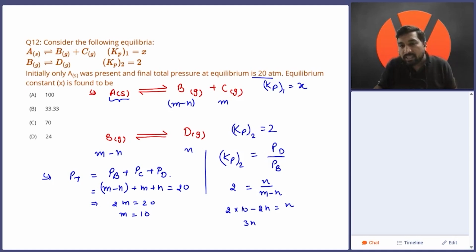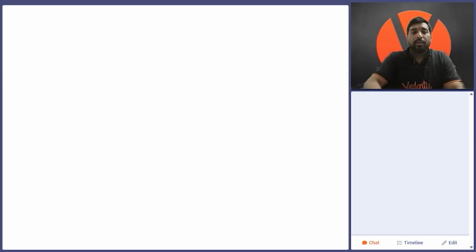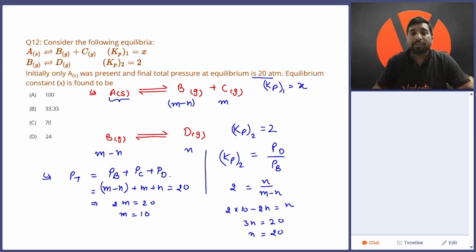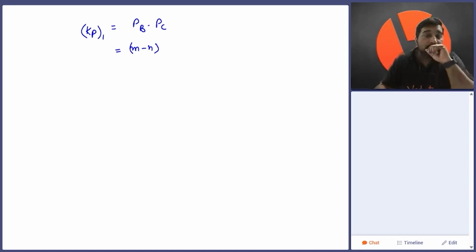So that 3n is equal to 20. So the value of n is equal to 20. Now for the first equation, what is the value of Kp1? For Kp1 we can say Kp1 is equal to partial pressure of B into partial pressure of C. So what is the value of partial pressure of B? That is M minus N, and partial pressure of C is M, that is equal to X.